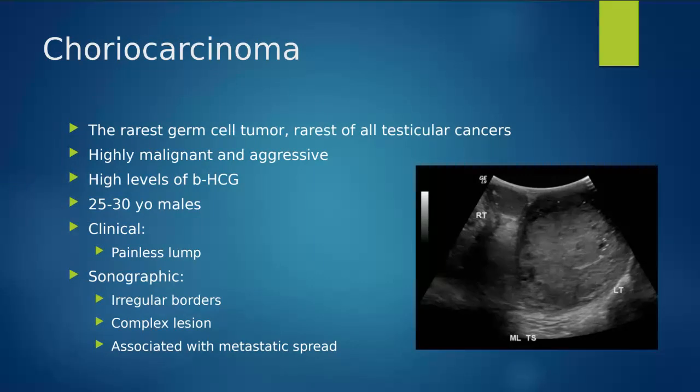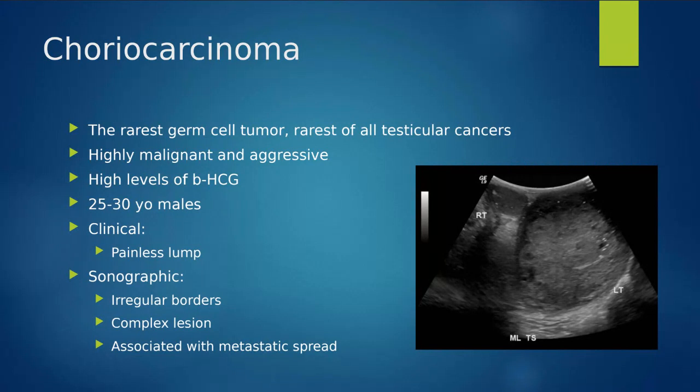Okay, and lastly, for our germ cells, we have our choriocarcinoma. This is going to be the rarest type of germ cell tumor. It's actually the rarest of all testicular cancers. It's super malignant and super aggressive, again, occurring in young males, 25 to 30. They're going to have a painless lump. We're going to see irregular borders. We could see a complex lesion. Going to see these also associated with metastatic spread. So these are going to spread out pretty easily because of how aggressive they are.